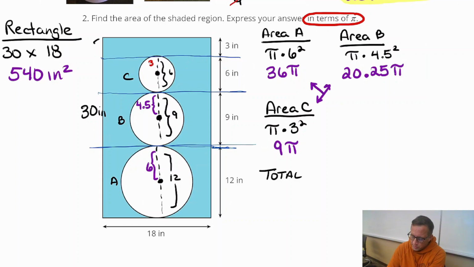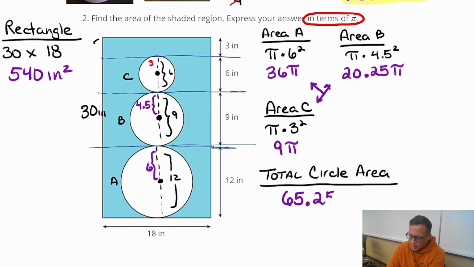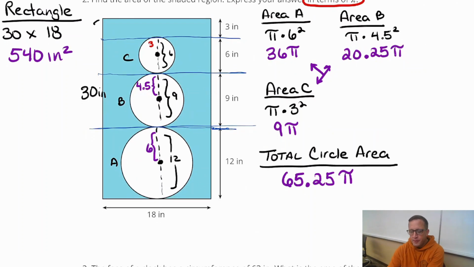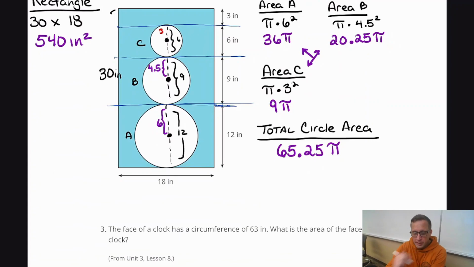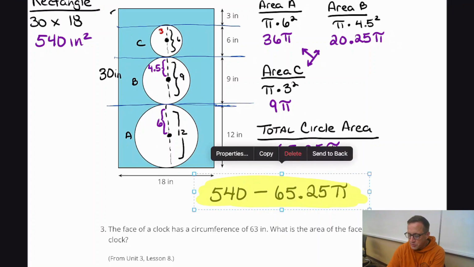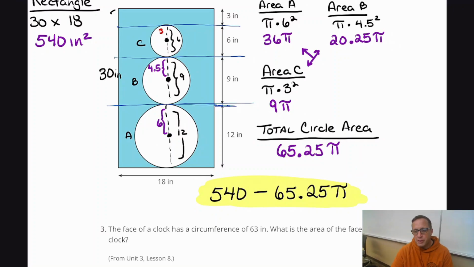So I'm going to write another note here because it doesn't hurt. So the total circle area is going to be 65.25 pi, or 65 1/4 pi. There it is. And then the area, it's not going to be a very satisfying answer, I know, but the area is just an expression. It's going to be the area of the rectangle, 540, minus 65.25 pi. I know that doesn't look very good. It looks like another math problem, which it is, but it's also an expression, which we can work out because we know what pi equals. Pi is a mathematical constant, but 540 minus 65.25 pi.